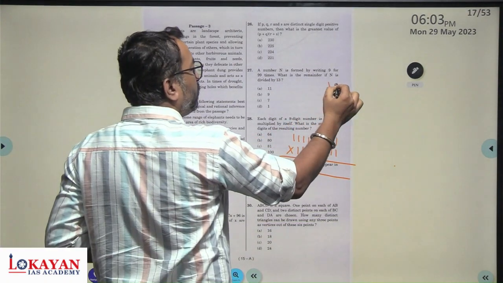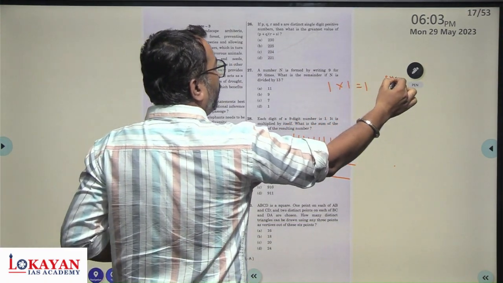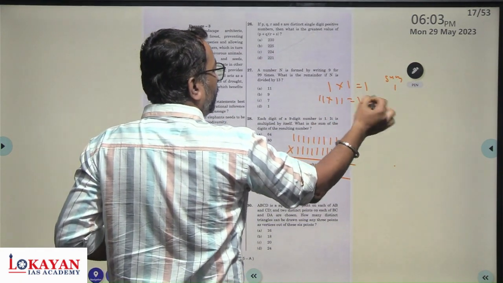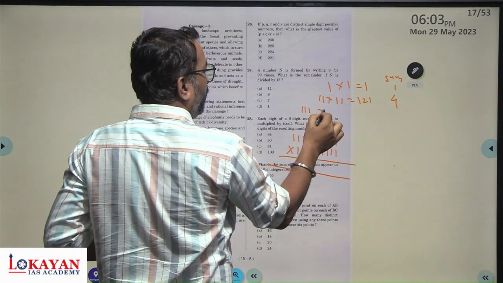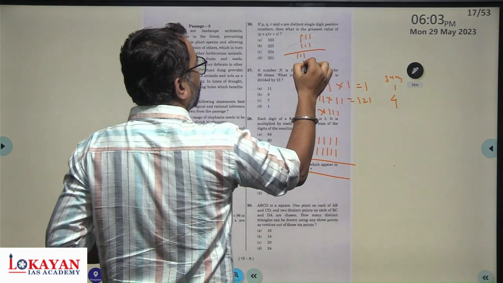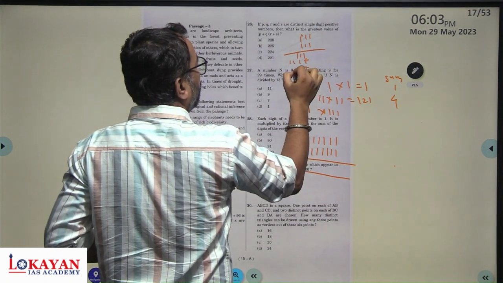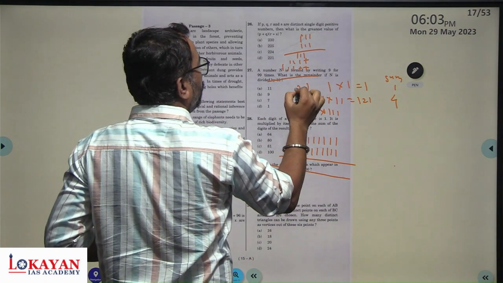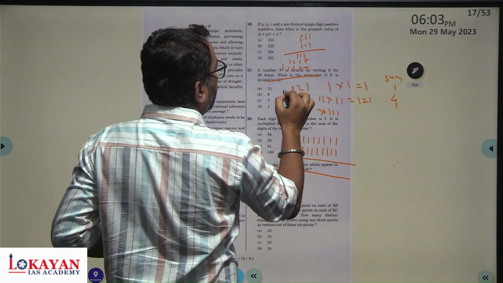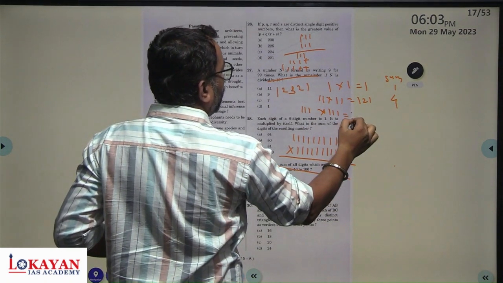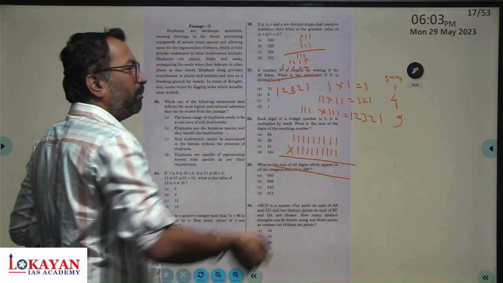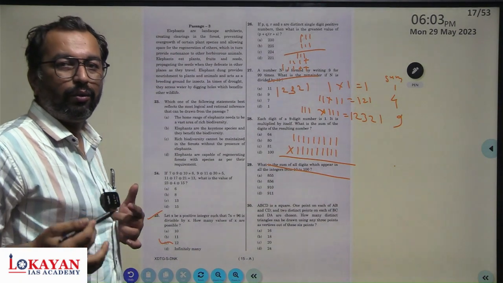See, 1 into 1 gives me 1. So the sum of digits will become 1. 11 into 11 gives me 121. The sum of the digits becomes 4. 111 into 111, let's check. 12321. What is the addition? 9. Look at the sums. We are getting square numbers.